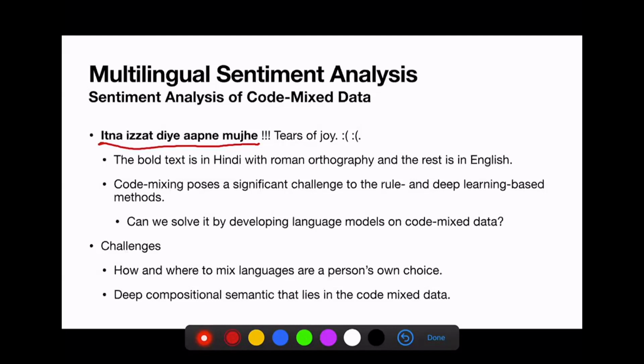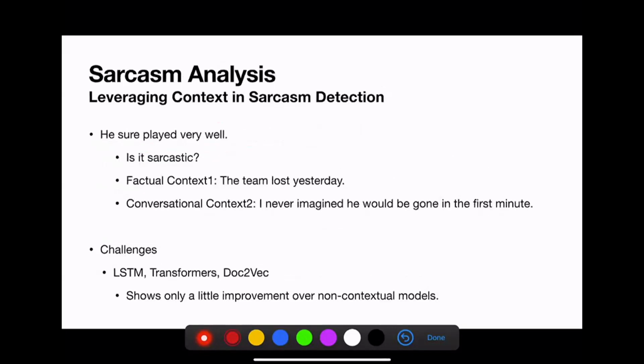Okay, a very important topic. Now, sarcasm analysis: leveraging context in sarcasm detection. I will be slightly over time. I just have one more topic to explain, I guess. So, leveraging context in sarcasm detection. If you consider this sentence, "He sure played very well."